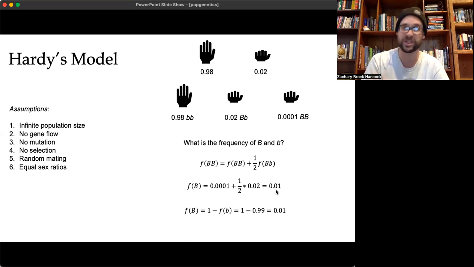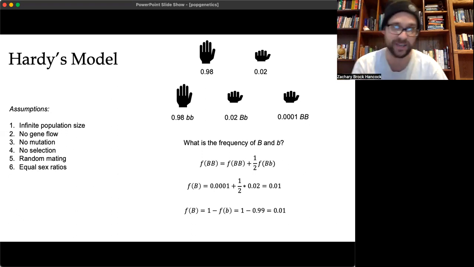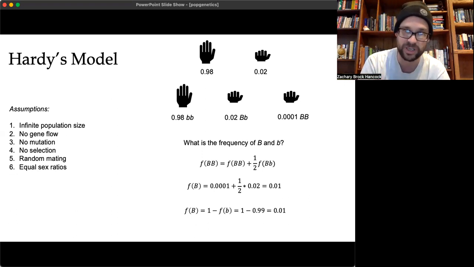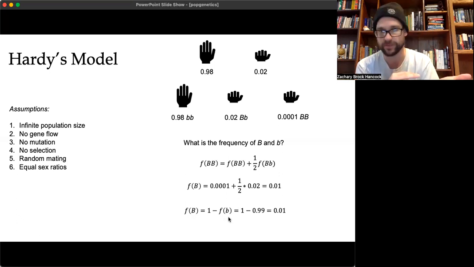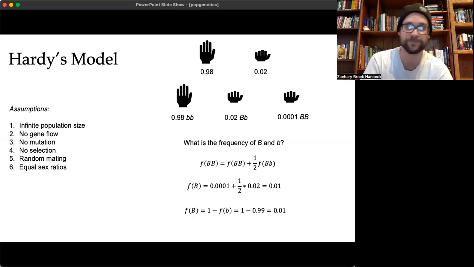All right, so the frequency of the little b is 0.99. The frequency of the big B is 0.01. We could obviously have just intuited that from the simple relationship between the big B and the little b. Note that the big B frequency is always 1 minus the frequency of the little b, and vice versa, because they're dependent on each other. And we're assuming it's a biallelic system, I should say.